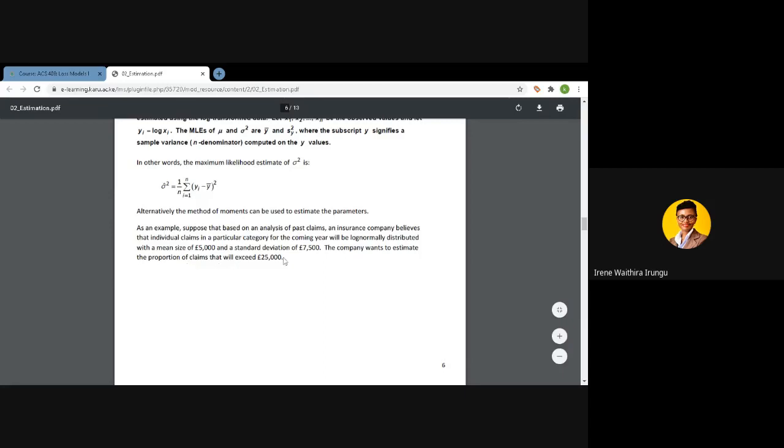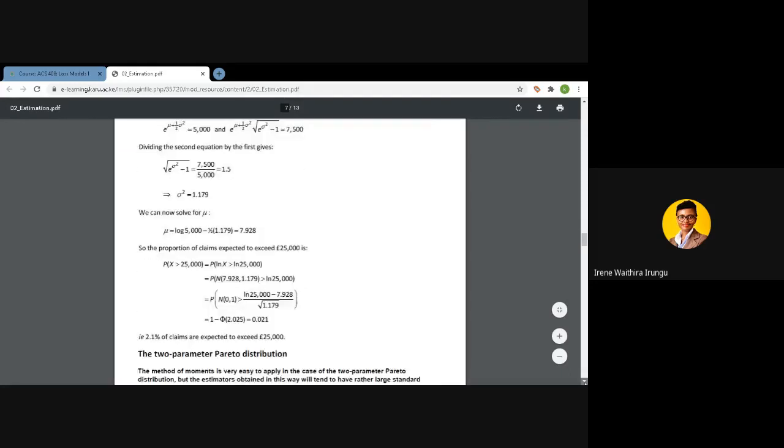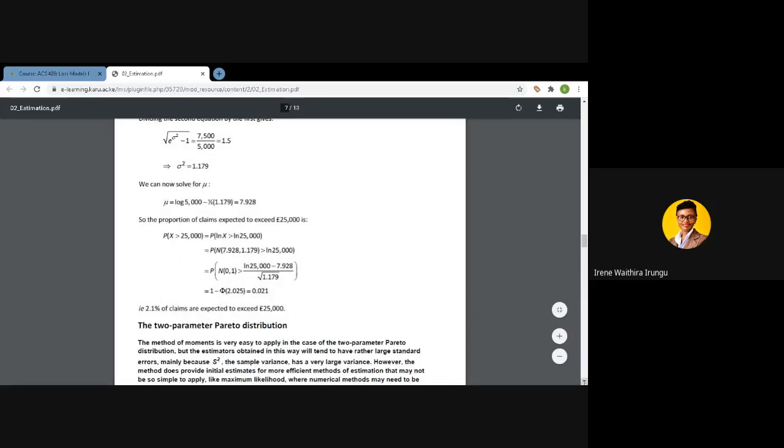Our question was asking: the company wants to estimate the proportion of claims that will actually exceed 25,000. So we have been able to establish the parameters of our log normal distribution. We now want to use the properties of this log normal distribution to estimate the probability of a claim exceeding this amount. So we will use our knowledge of how we approach this question from a normal distribution. We are seeking to examine the probability that x is greater than 25,000.